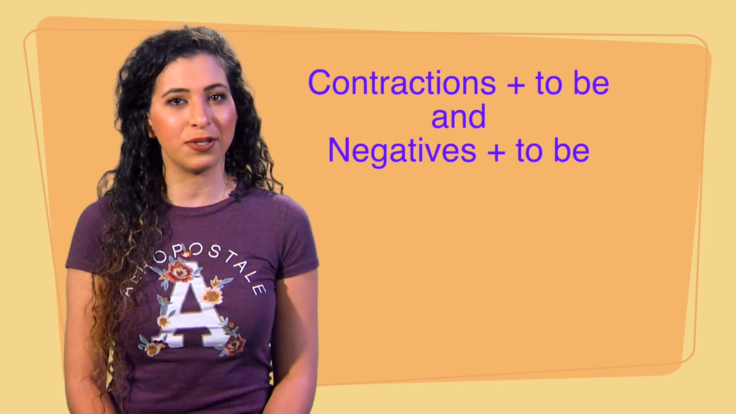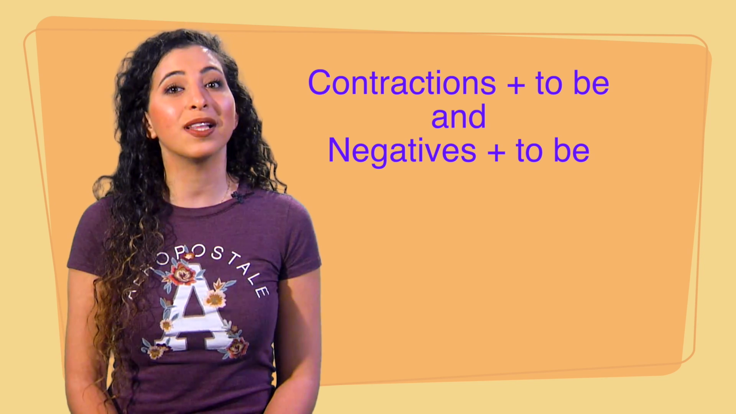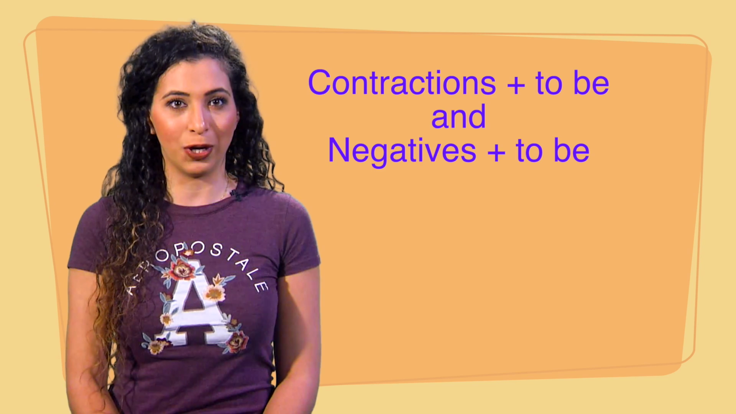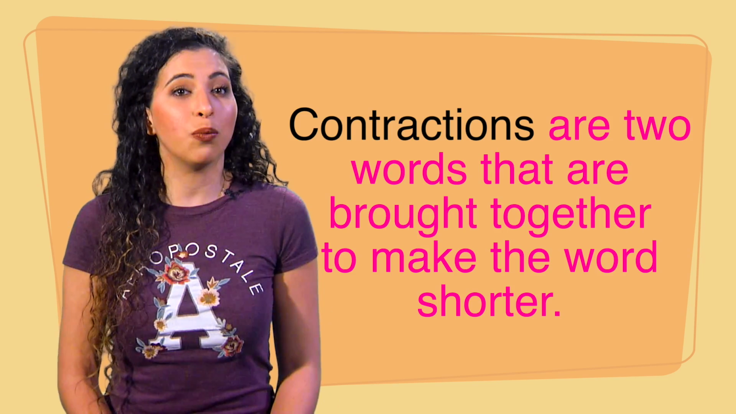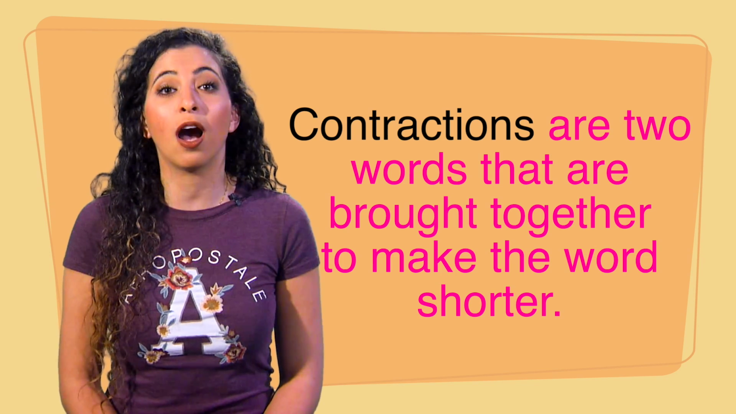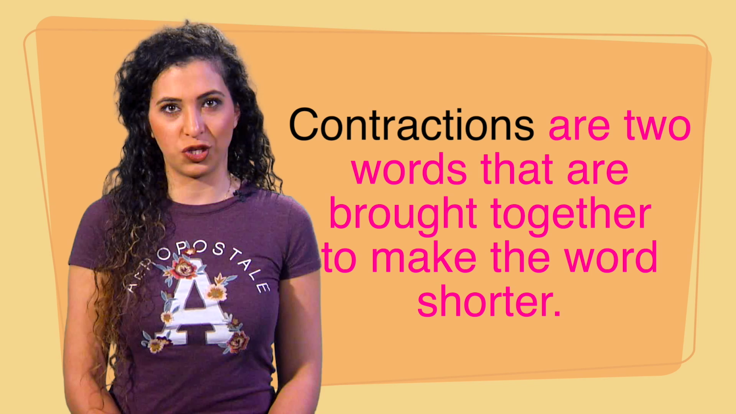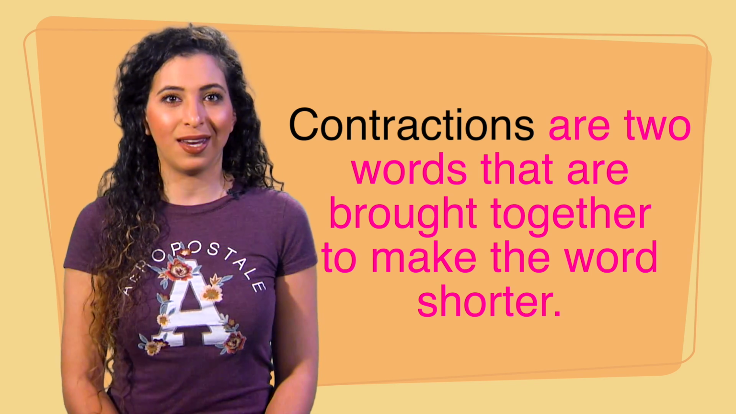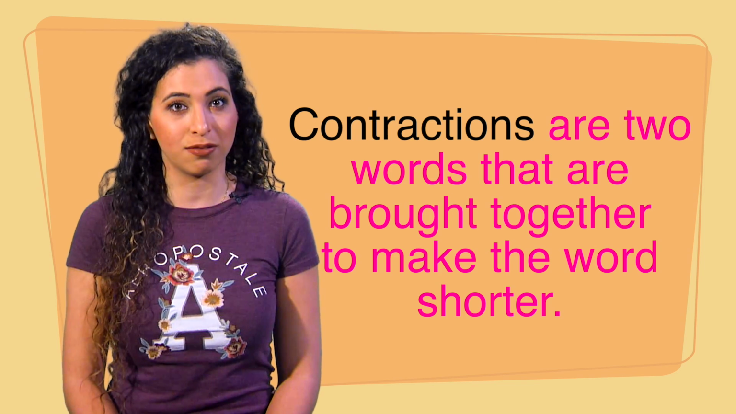In today's episode, we will be talking about contractions to the verb to be, as well as negatives with the same verb. If we are speaking, sometimes we say words so fast that they become one. This happens in many languages. Over time, in English, these words became known as contractions.